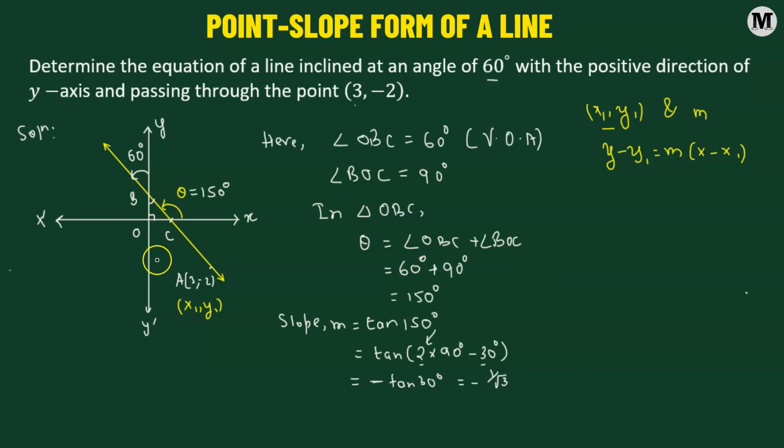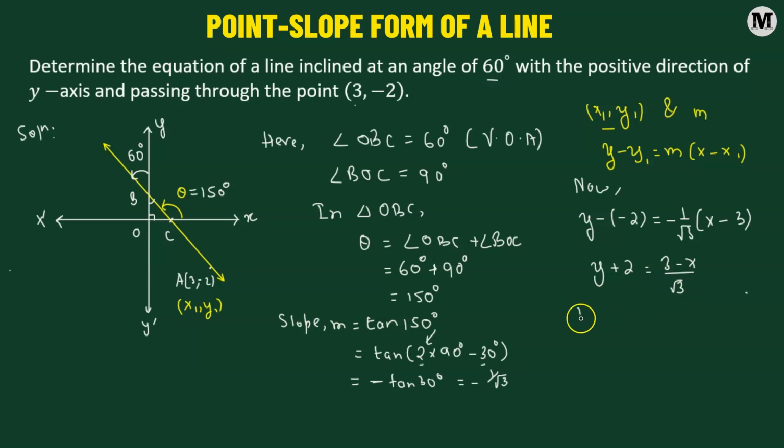We have the point through which the line passes, so we can use the slope-intercept form. Now we will get y minus negative 2, so that's the y coordinate. This will be equal to negative 1 over square root of 3, which is the slope of the line, multiplied by x minus 3. Okay, so let's further simplify. We get y plus 2 equals 3 minus x divided by square root of 3.